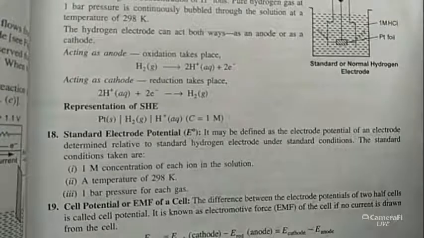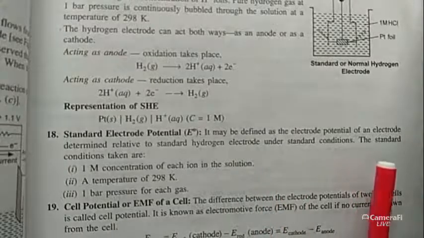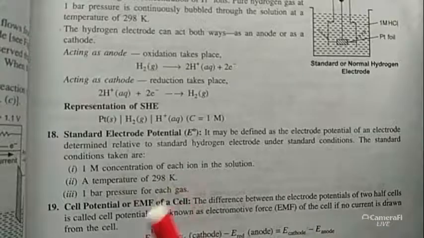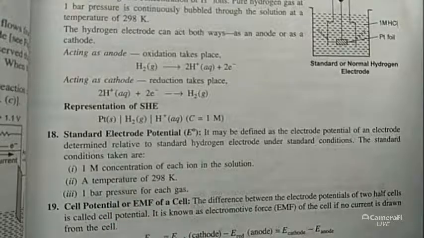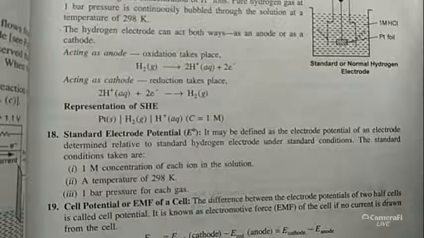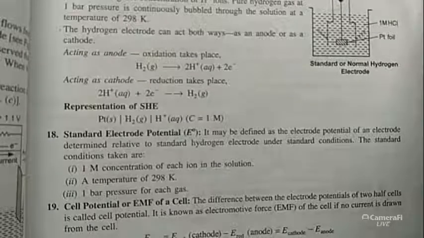In reference to the standard hydrogen electrode, the potential we measure becomes the standard electrode potential. The standard conditions taken are: the concentration of the ion in the electrode should be 1 molar, temperature should be 298 Kelvin, that is 25 degrees Celsius, and the pressure should be 1 bar or 760 mm of Hg.